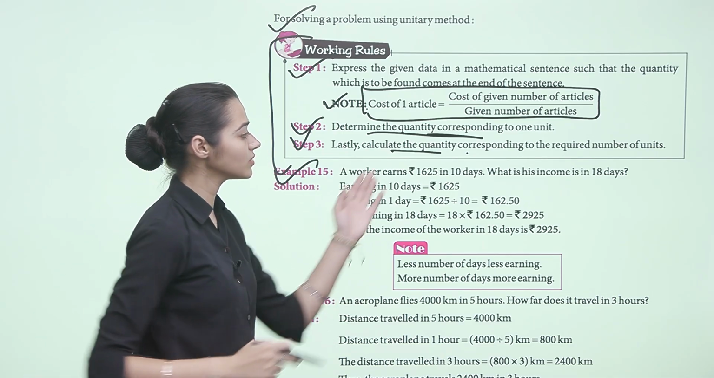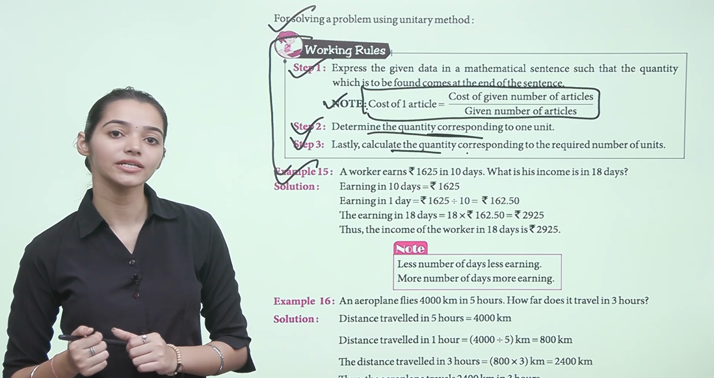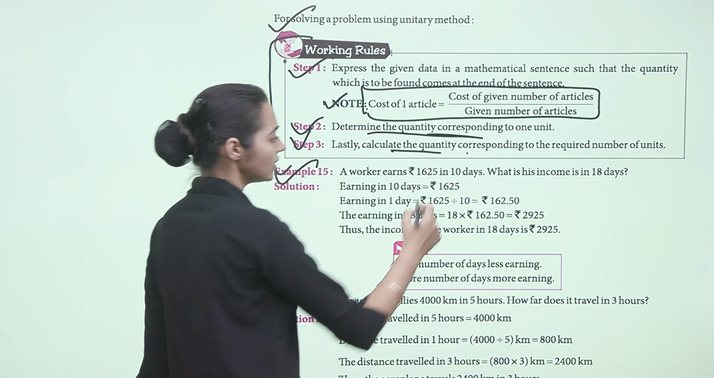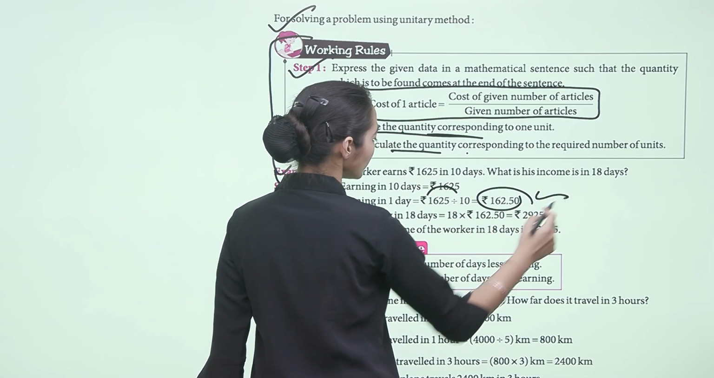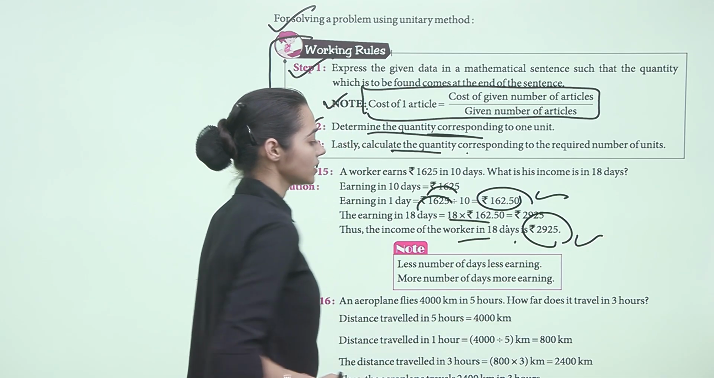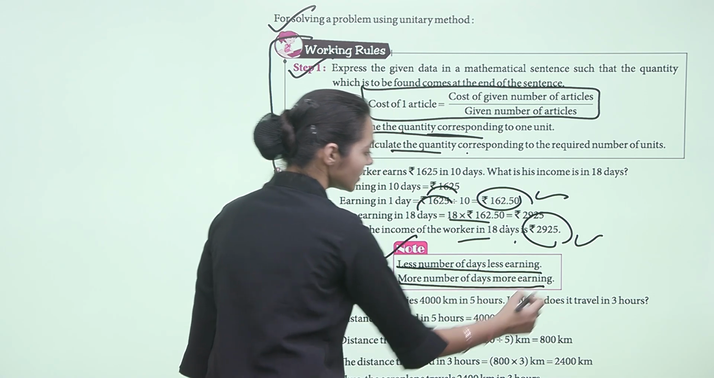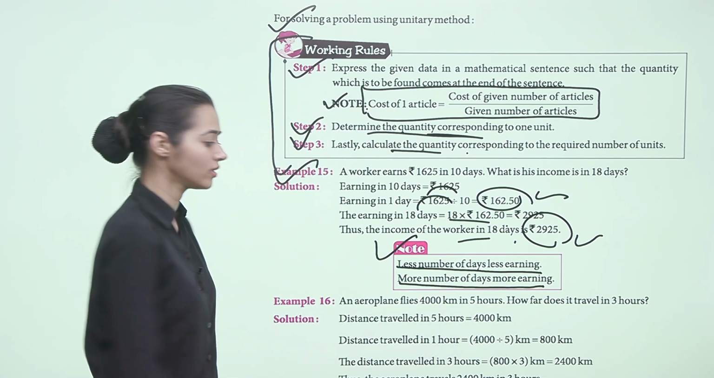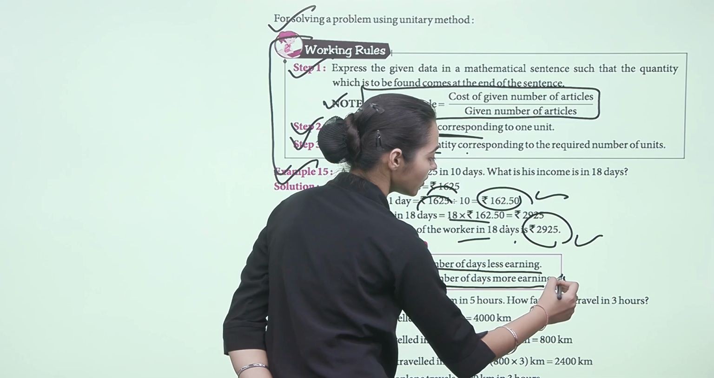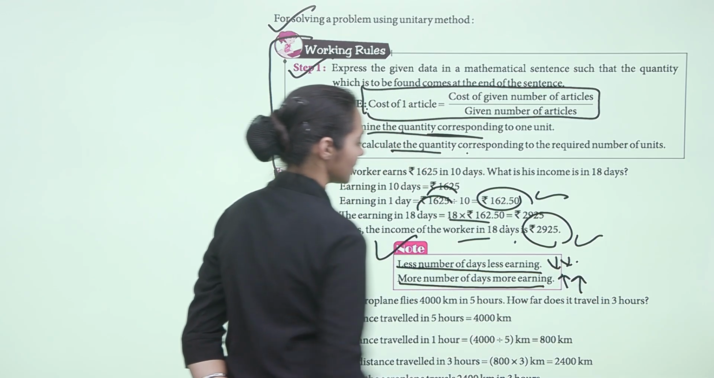For example, a worker earns this amount in 10 days. What is his income in 18 days? Firstly, we will find the earning in 1 day. After dividing by 10, this is the earning in 1 day. For 18 days, we will multiply it by 18, and this is the earning of the worker in 18 days. Always remember, fewer days, less earning. More days lead to more earning.